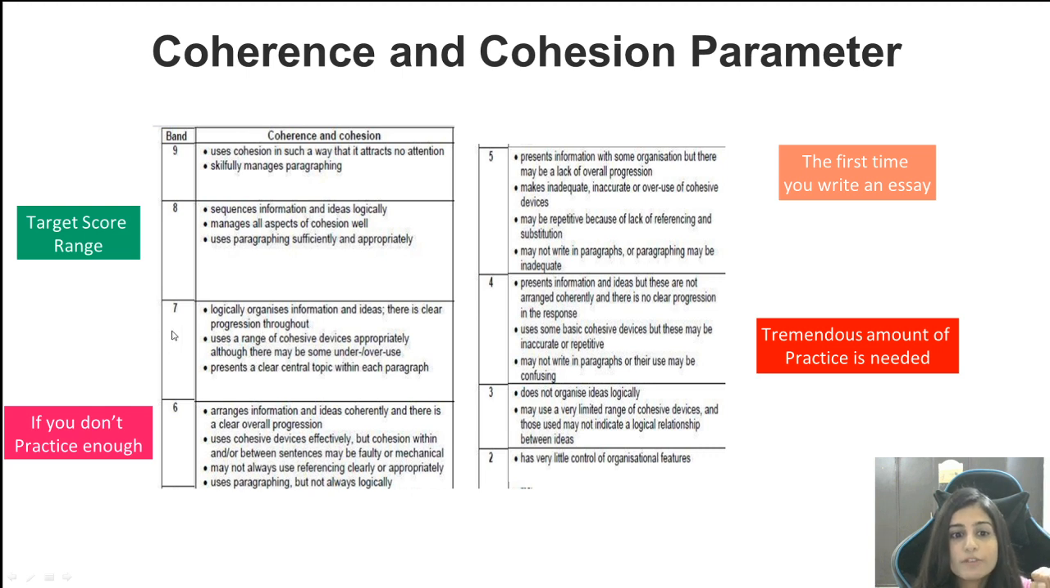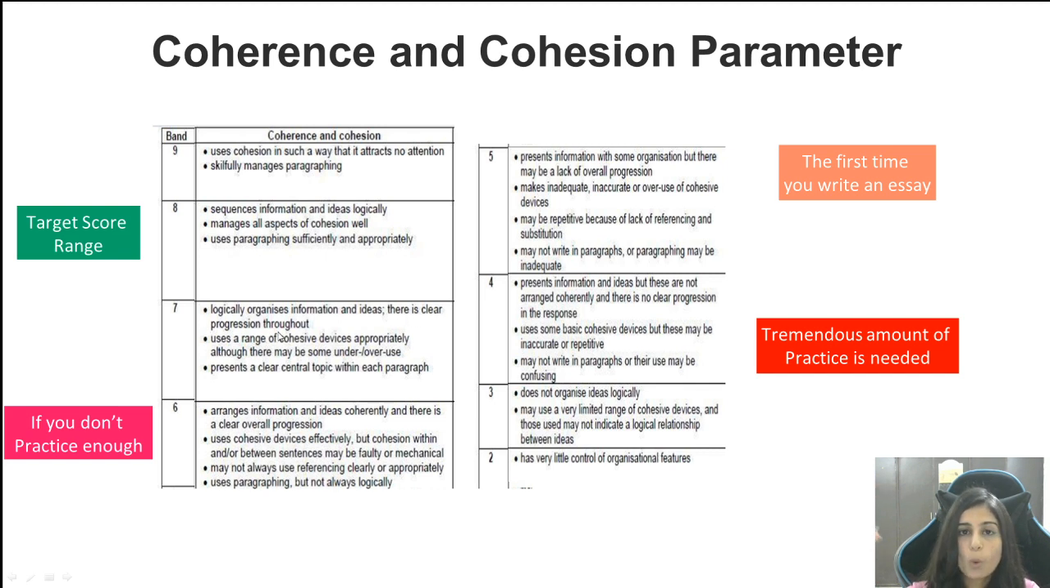However, even if we score 7 here, that would help us in scoring around 7 bands overall in the entire writing task. So let's have a look at what you're writing in your essay. It should be logically organized. It should not be haphazard. Okay, it should have a meaning to its sequencing. The way you're writing your ideas should be very clear. So there is a clear progression throughout.